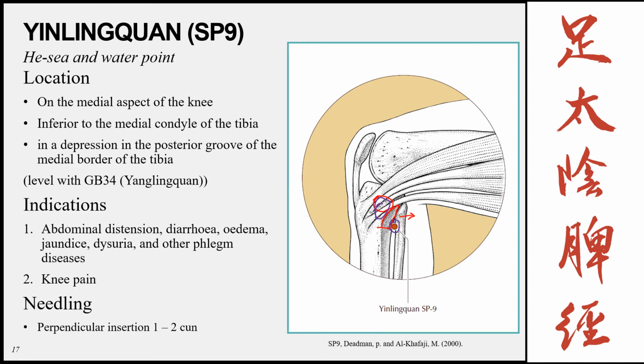This point can be used for a variety of conditions, but most commonly is used for conditions of excess phlegm. So when we're treating conditions such as abdominal distension, diarrhea, edema, jaundice, or dysuria, we would use this point when we see a preponderance of phlegm as the main presentation of the patient. But there could be an underlying deficiency of the spleen as well, but what they're presenting with mainly is that of excess dampness or excess phlegm. We will then use this point, Yinling Quan. This point can also be used locally for knee pain. Our insertion is perpendicular, 1 to 2 tsun.